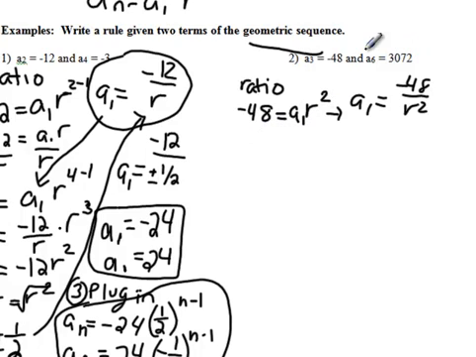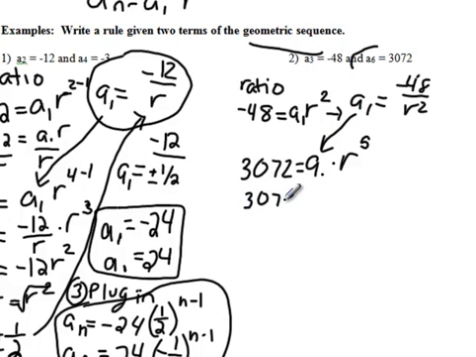Next thing, plug it into the next equation. So let's first make an equation with this a to the 6th. So we have 3072 equals a1 times our ratio, but now we're going to do it 6 minus 1, so this would be r to the 5th. Now plug in a1. So we have 3072 equals negative 48 over r squared times r to the 5th. Let's simplify this. If we have 5 on top, 2 on bottom, we are left with how many on the top? 3. Hopefully you guys all said that.